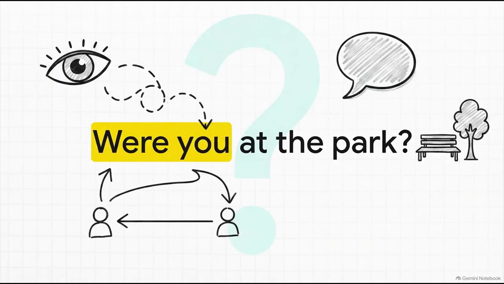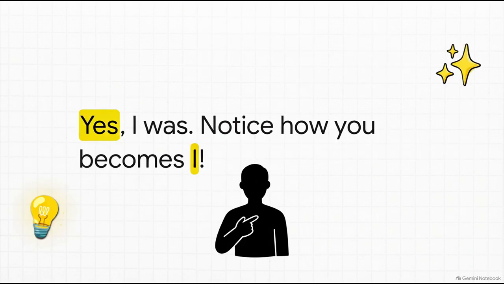Let's practice this dance together for a second. I'm looking right at you and I'm asking you a question about where you were. Were you at the park? Notice that flipped order. Were comes first and then the subject you. And how exactly do you answer that? Well, you say, yes, I was, or no, I wasn't.